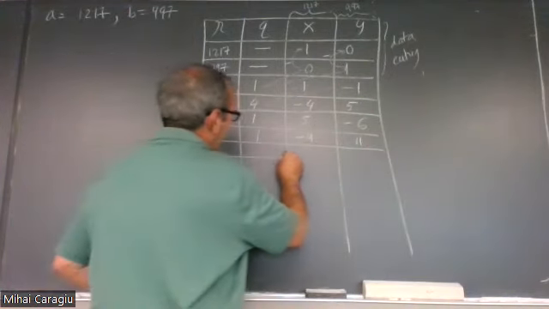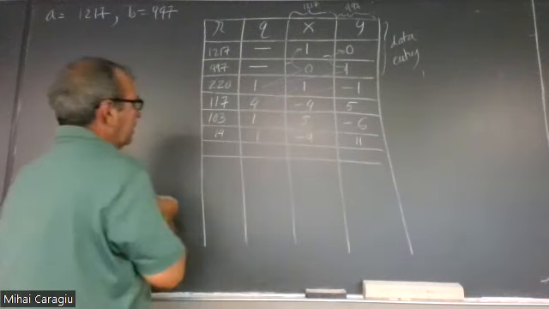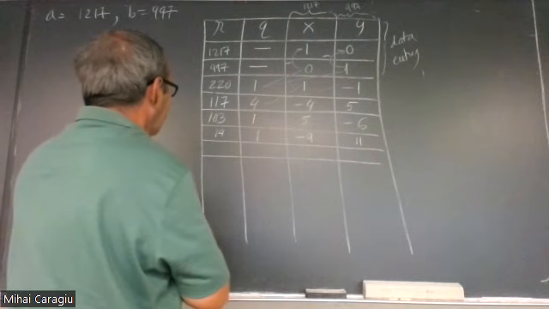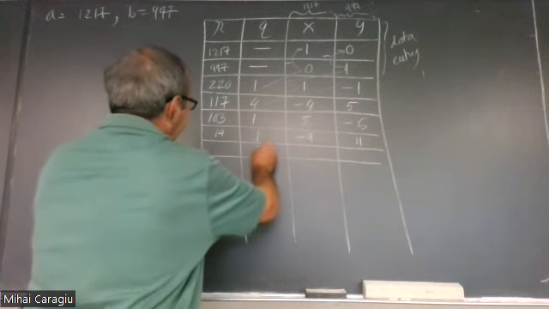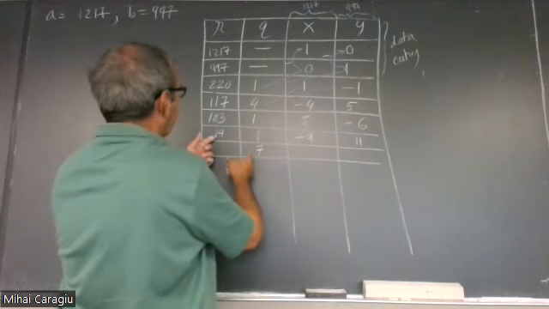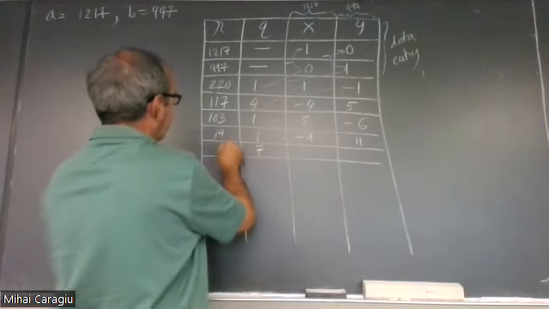So let's continue. How many times does 14 enter 103? 7 times. 7 times 14 is 98. From 98 to 103 is 5. The remainder is 5.